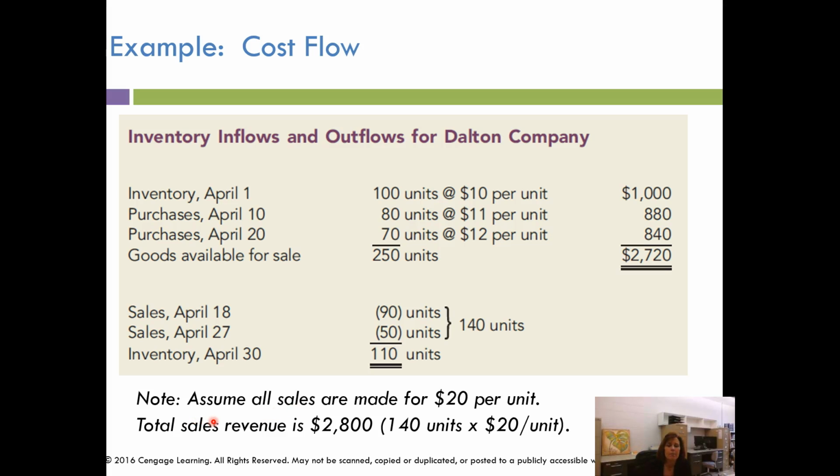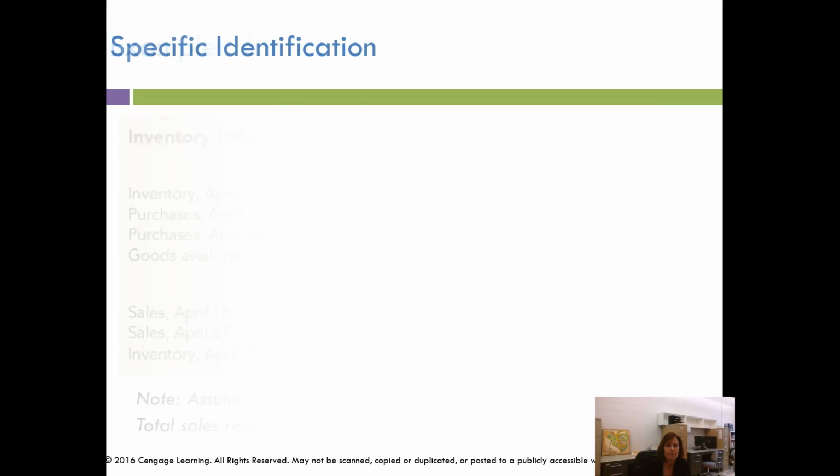And now we're just going to, for the sake of argument, assume that all sales were for $20 a unit. And you see here that we paid different prices for each purchase, for our beginning balance as well as each batch that we purchased. But for sales, we're going to assume that we sold them for all the same price, regardless of what we paid for them. So we have sales revenue of $2,800 for the 140 units we sold during the period.